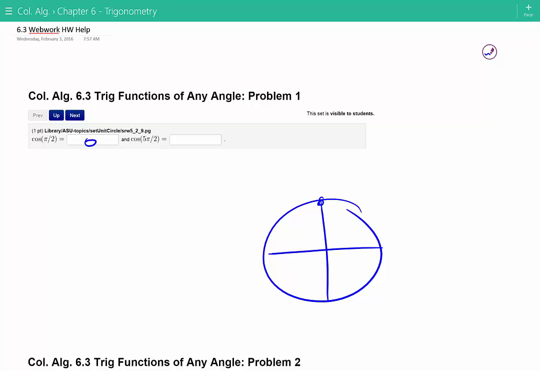Now we want to find the cosine of 5 over 2 pi. 5 over 2 pi is 2.5 pi, so that means we'd go around once to pi, we'd go around twice to 2 pi, and then we'd go around again another half pi. So 2.5 pi is actually around 2 plus another half pi back to this point, where we know the x value for cosine is 0 on the unit circle.